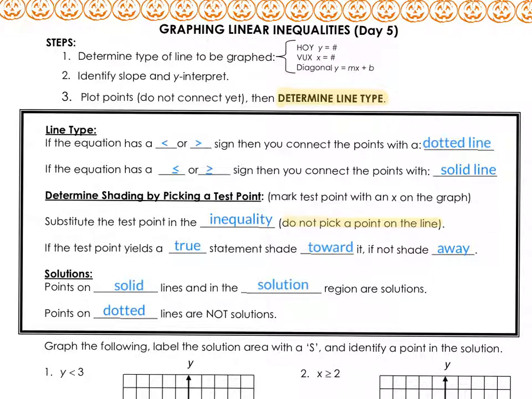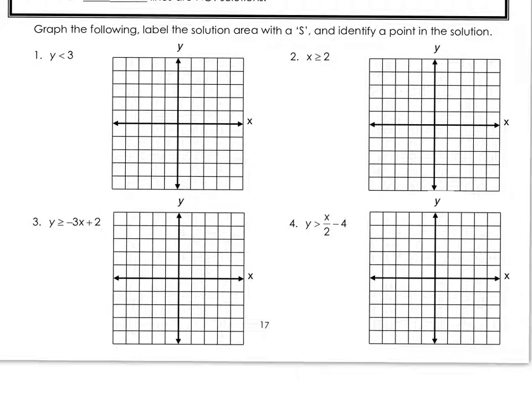So let's look at a couple of examples together. For my first example here, it's y is less than 3. So the first thing I notice is that it is a HOY, meaning a horizontal line with a 0 slope, and it's written as y equals. That's how I knew that that was a horizontal line. So I'm going to start by plotting a point at the y value of 3, so that means I need to move up 3. The easiest one to do is not move left or right at all, but just move up 3 spaces. But that's not a line, that's just one point on that line.